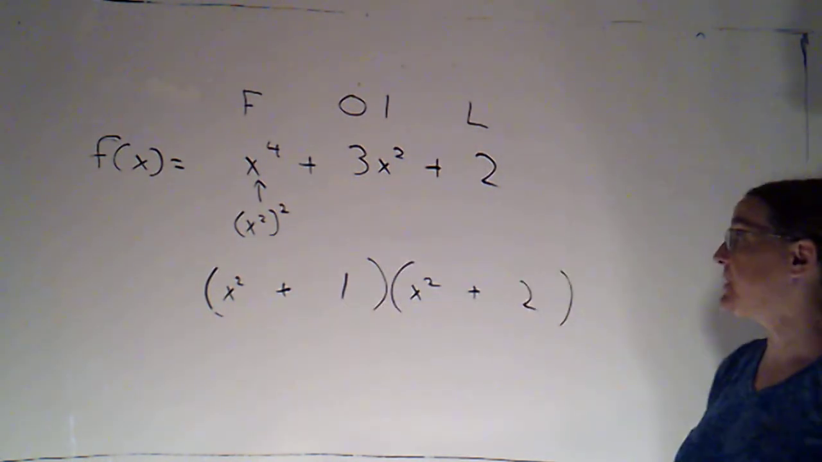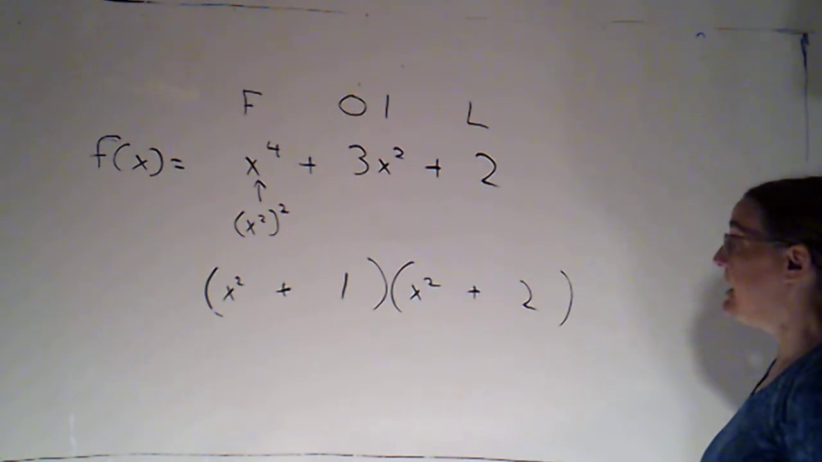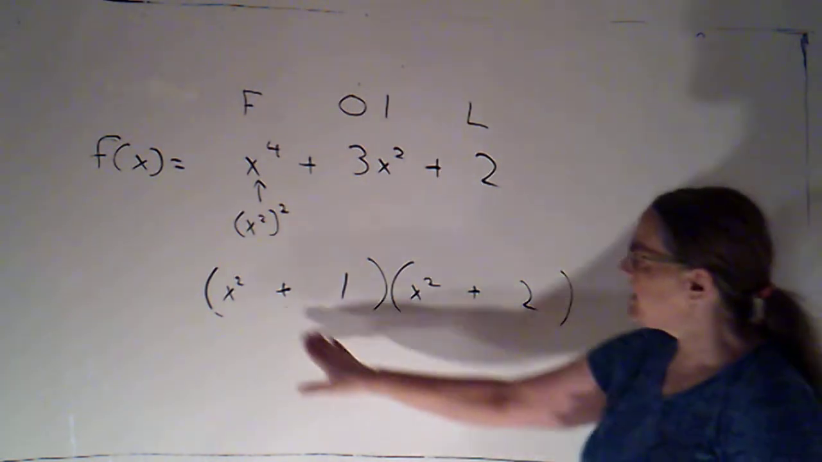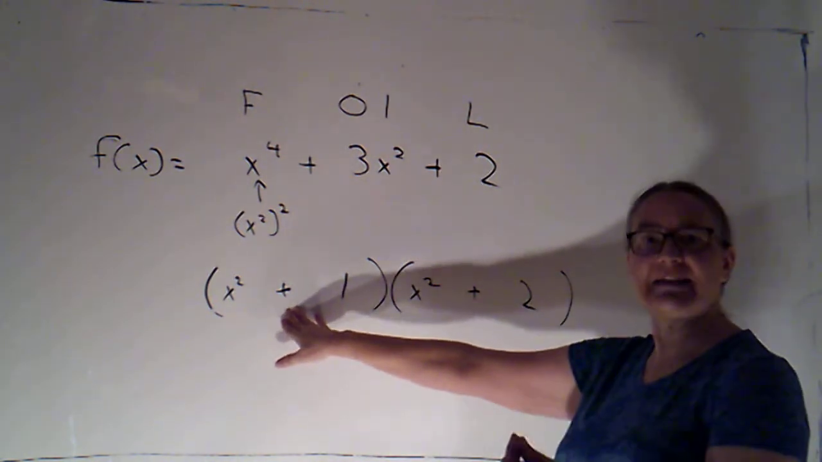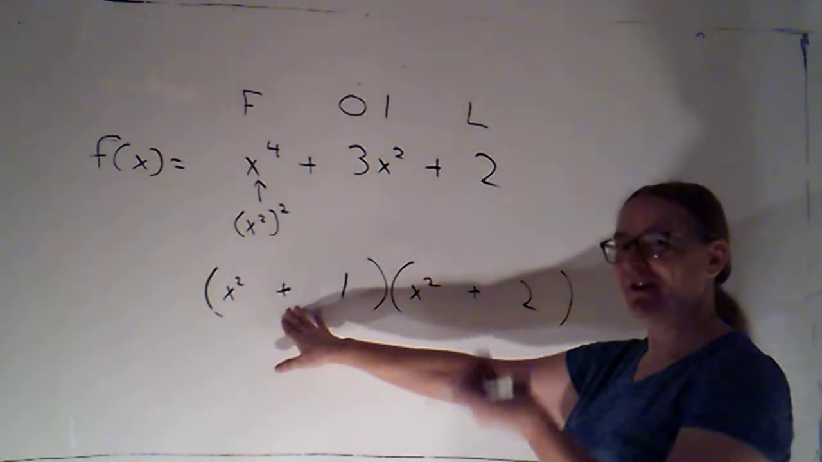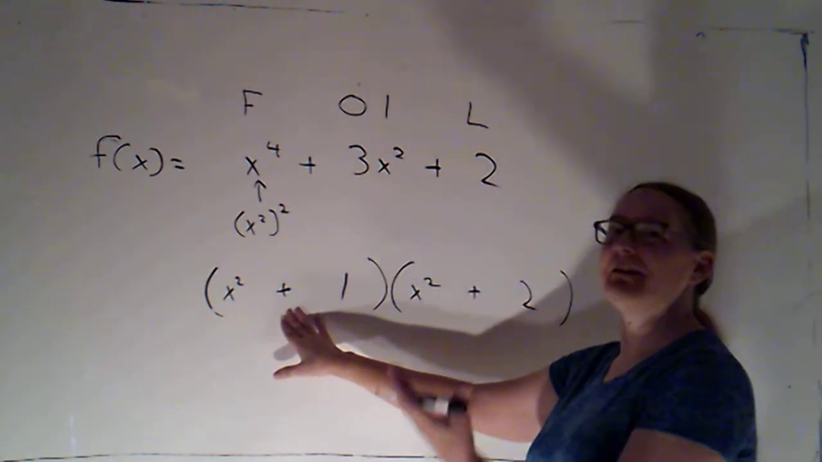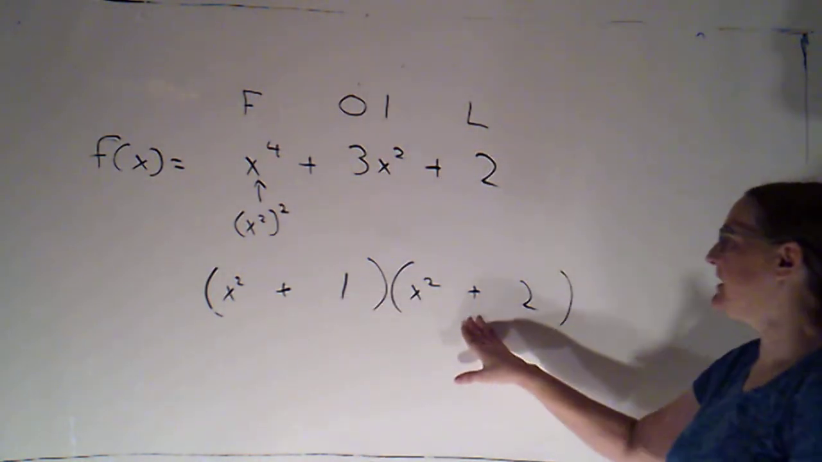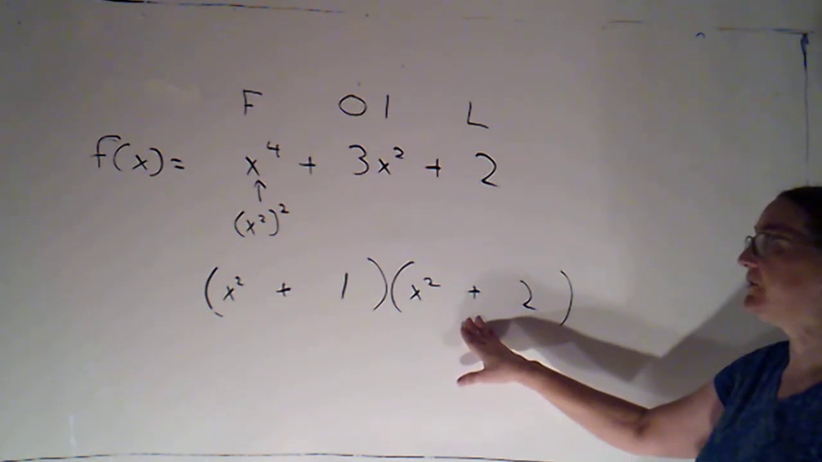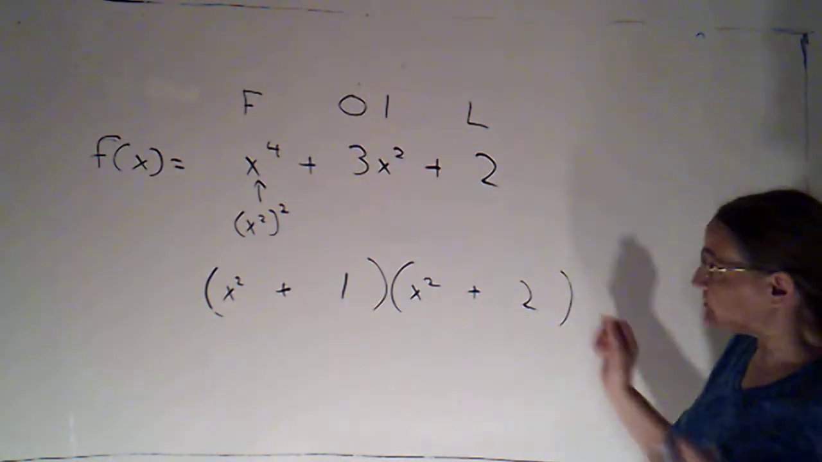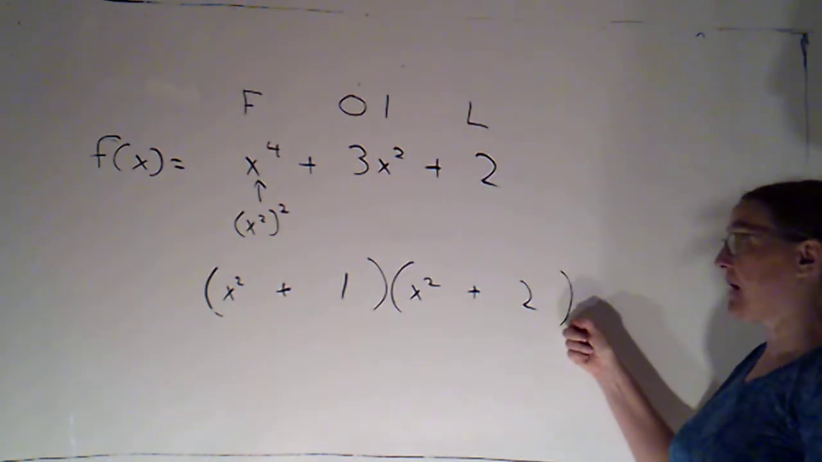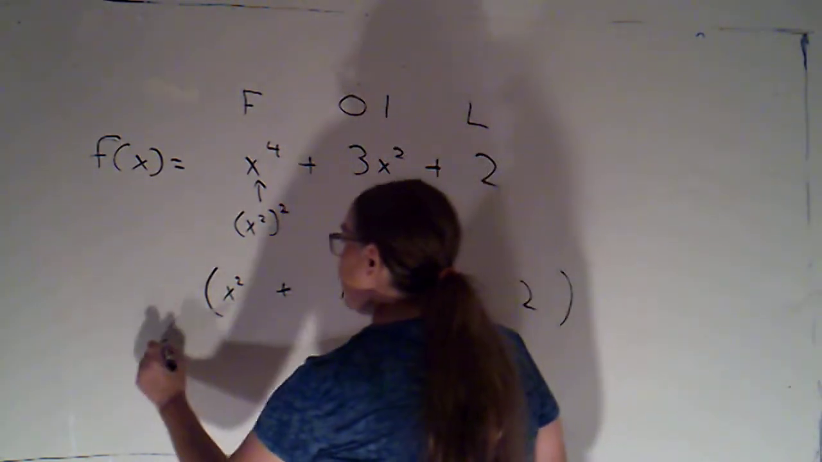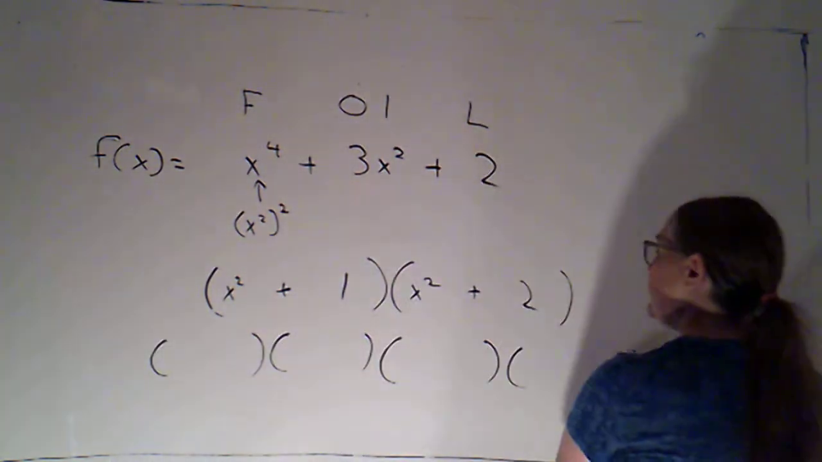Now that would be as far as we can factor it over the real numbers, because both of these would be irreducible over the reals. I can see that because in order to make this 0, x squared would have to be negative 1. In order to have x squared be negative, I've got to be working in the complex numbers, including some imaginary parts. Same thing here. In order for this to be 0, x squared would have to equal negative 2. So if I were factoring over the real numbers, I would stop here. If I were factoring over the complex numbers, I'd break each one of these up into linear factors.